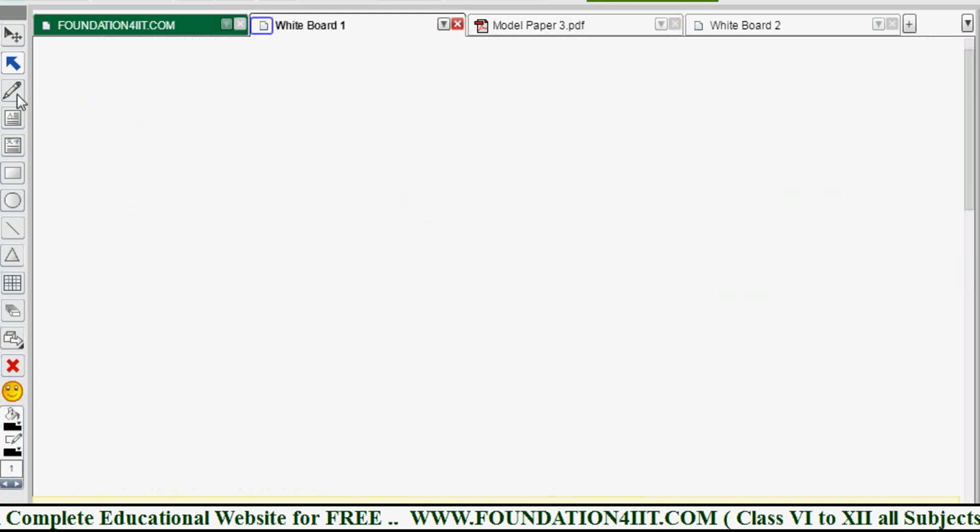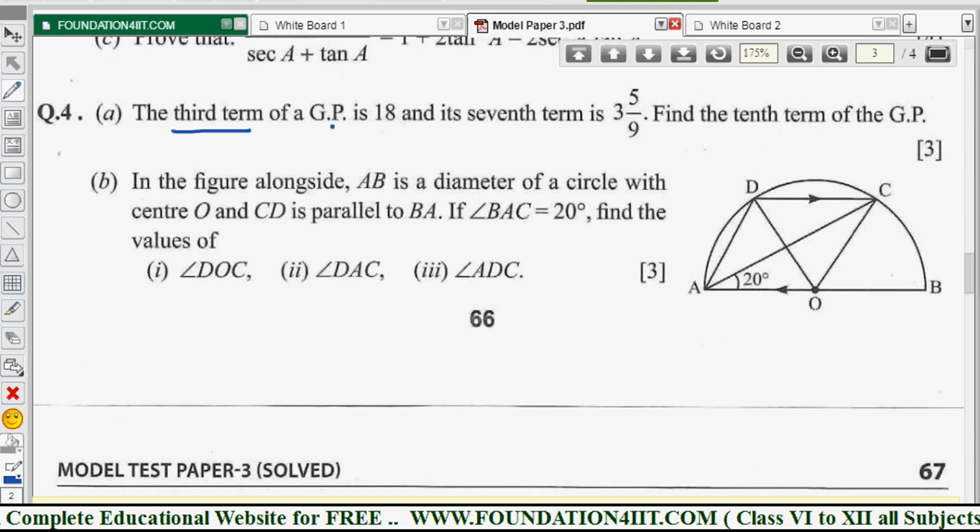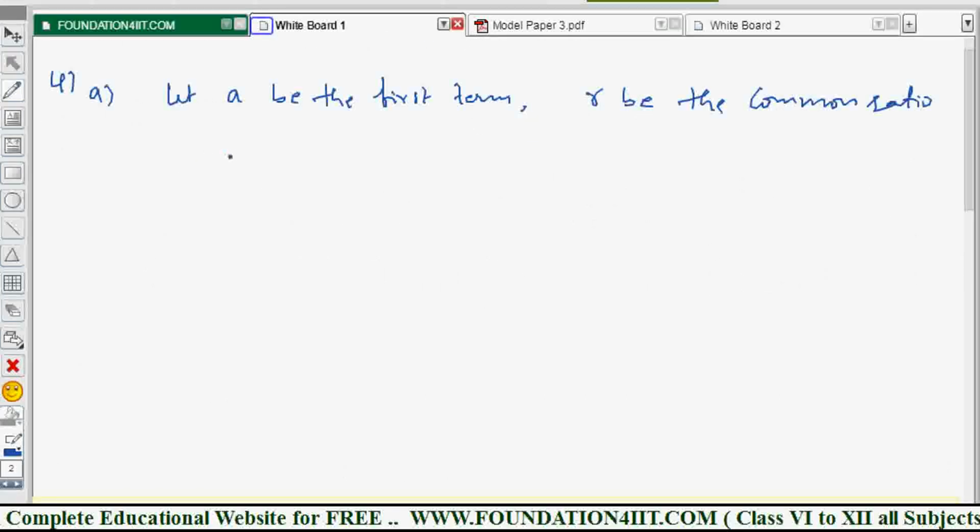So when you take this question, first one, let A be the first term and R be the common ratio. Let's take A and R. So this is a common ratio. Now according to the given data, the third term of GP is 18 and seventh term is 32 by 9. Third term, so A3, that is equal to 18.